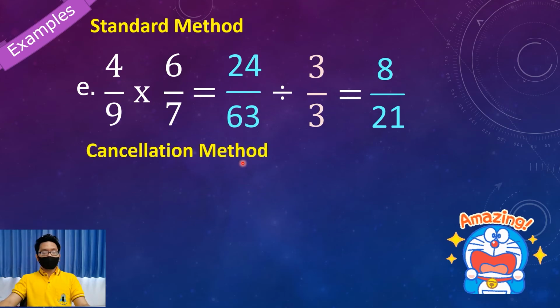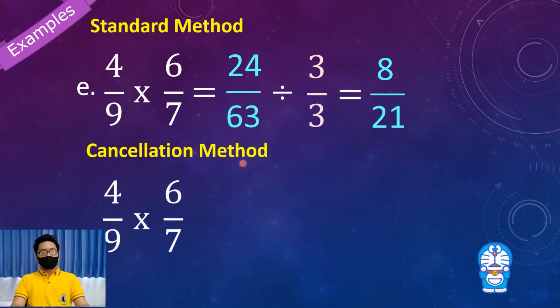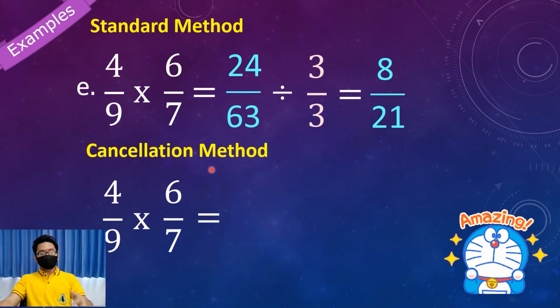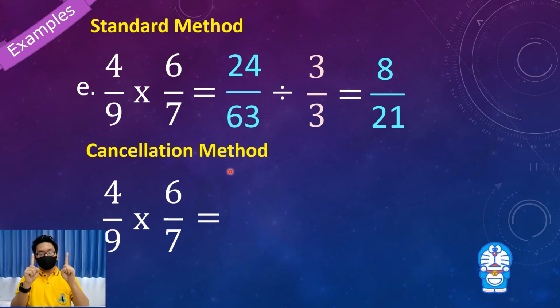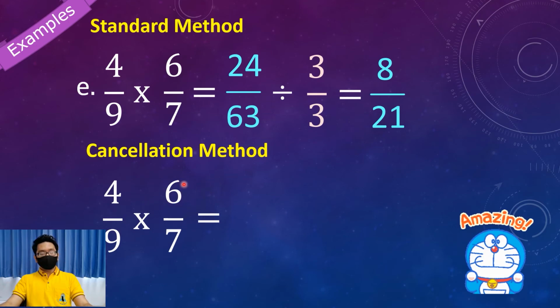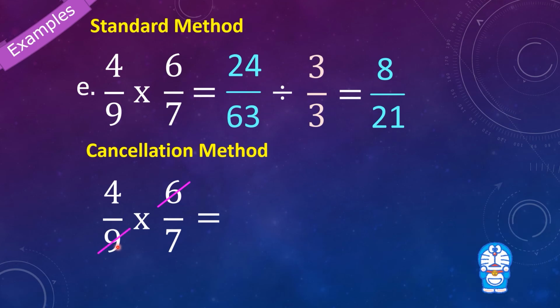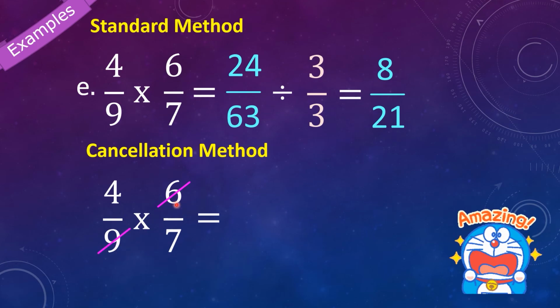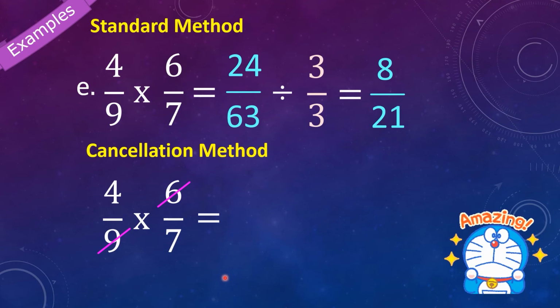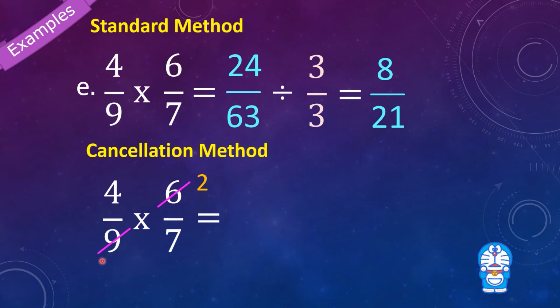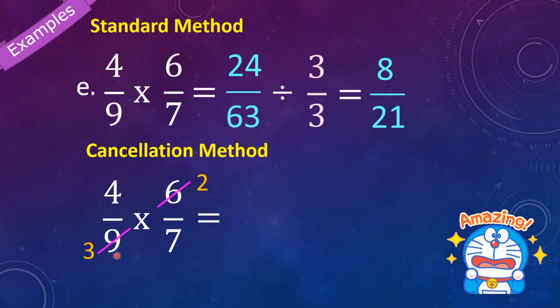Let's try the cancellation method. Same example, 4/9 times 6/7. Now, remember, in cancellation method, we only need one numerator and one denominator. Okay? For this example, let's check numerator 6 and denominator 9. We can cancel both numbers because these numbers are divisible by 3. So 6 divided by 3 equals 2. 9 divided by 3 equals 3.